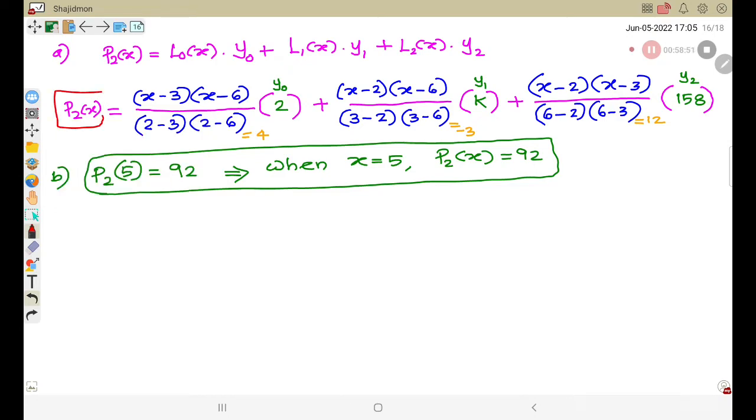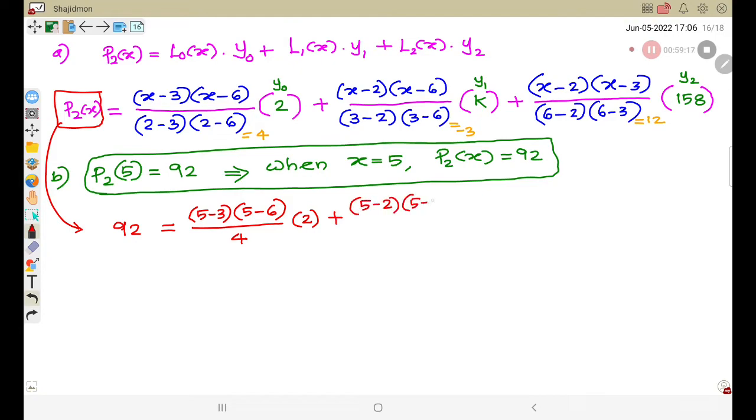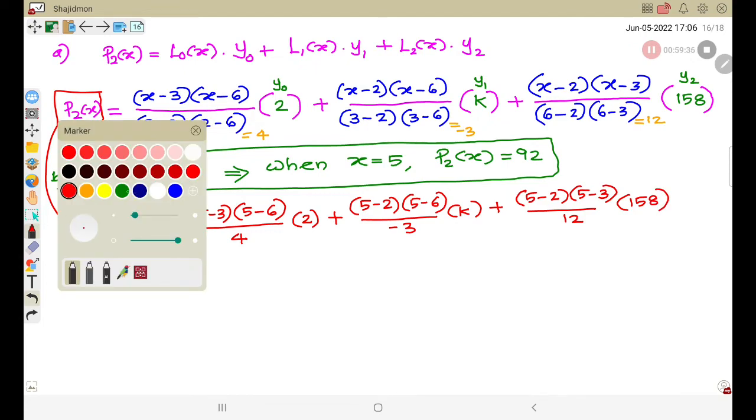So this P2 of x, just write what is P2 of x. 92, already given, equal. X number is what? 5. So apply 5. So 5 minus 3 multiply 5 minus 6 divided by 4 multiply 2. Down number already we calculated. Plus x number is 5. 5 minus 2 multiply 5 minus 6 divided by minus 3 multiply k. Plus x number is 5 minus 2 multiply 5 minus 3 divided by 12 multiply 158. Okay, P2 value already given.